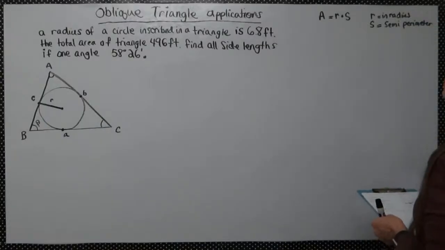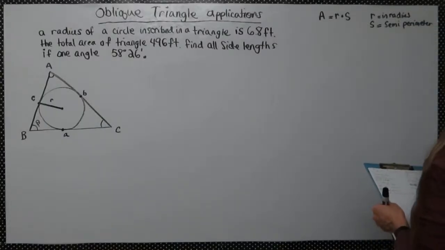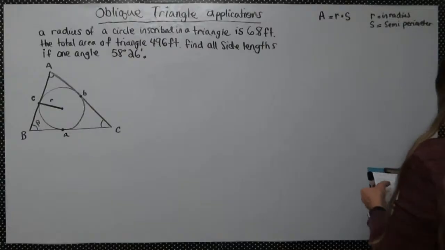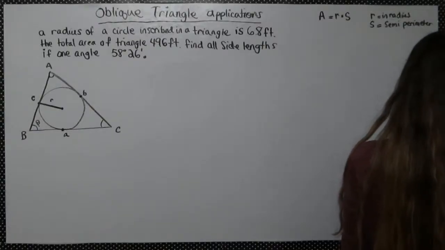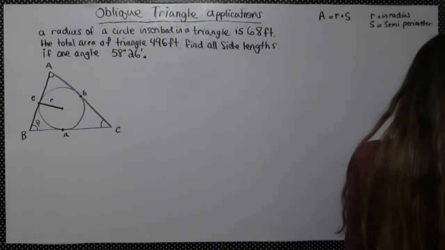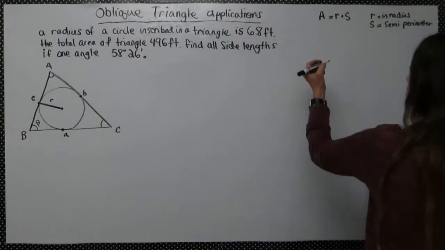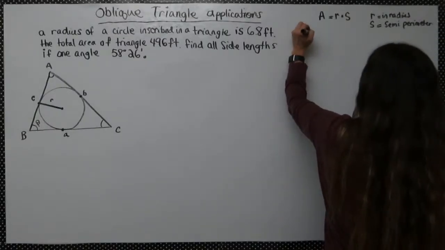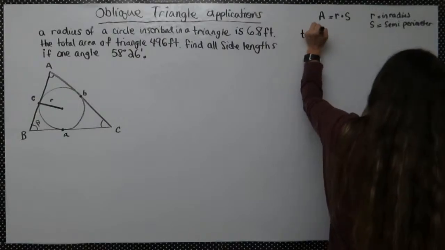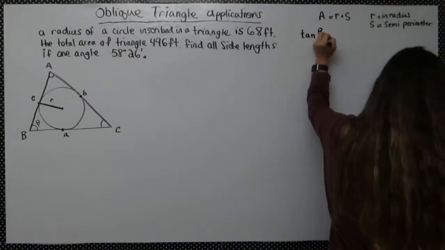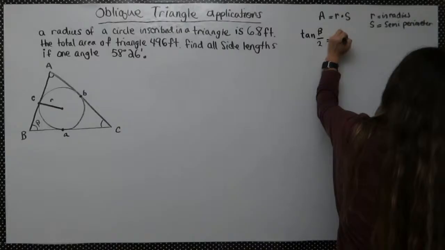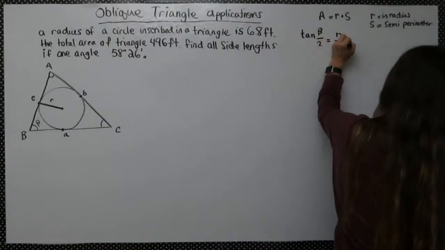So we need my tangent. So I went ahead and put that on here, the tangent that I need. All right, so we need tangent of beta over 2 equals R divided by S minus B.